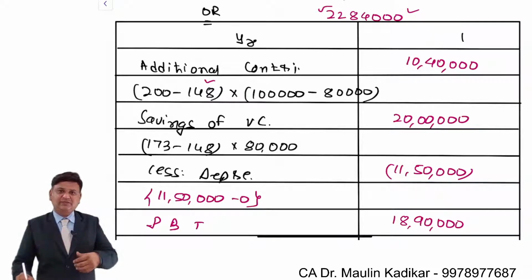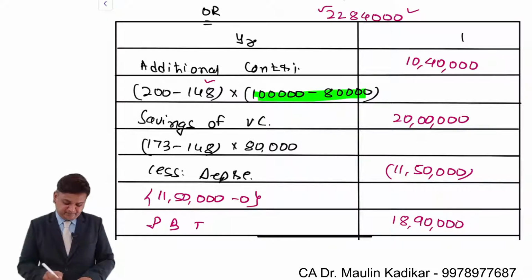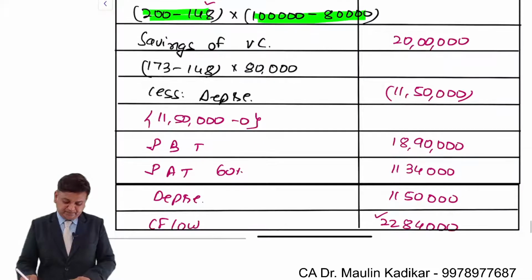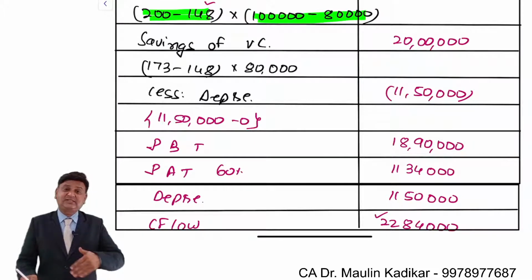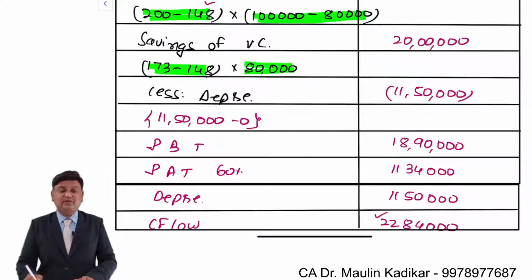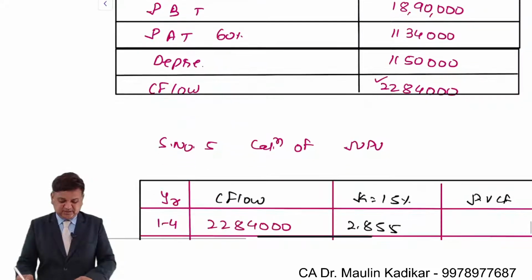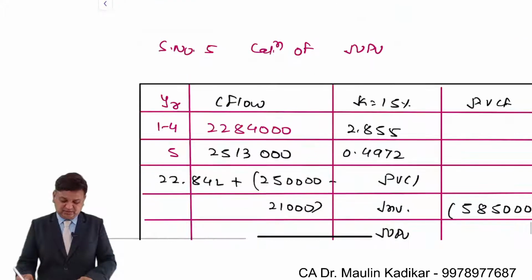So, giving an explanation of this additional recurring cash flow once again: we are able to produce and sell 20,000 more units, and for every unit we will be able to earn 152. For the existing 80,000 units, we will be able to save a variable cost of 25 rupees per unit. From that, depreciation is deducted to find profit, minus tax. Based on that, the cash flow is calculated.